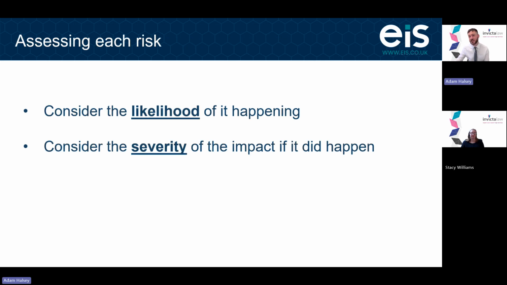So as we assess each risk, as I'm sure you will know from various other risk assessments that you will have undertaken in your role at the school, it's always about these two key things, isn't it? We're looking at the likelihood of a given risk happening, but considering not only that, but also, crucially, how severe the impact would be if the event did actually happen, and combining those two things.